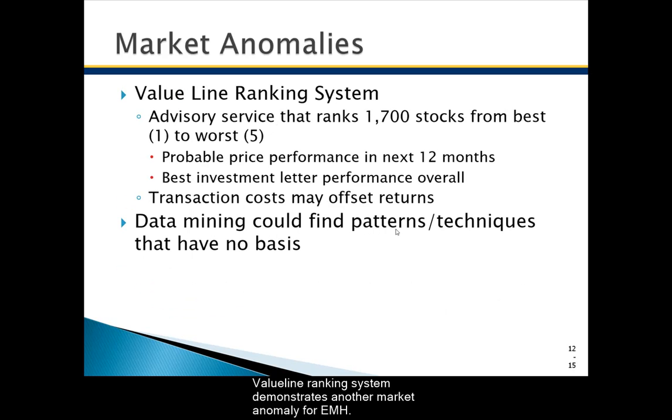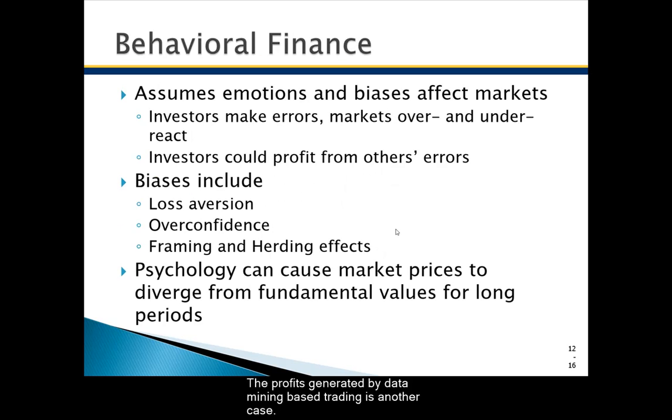The Value Line ranking system demonstrates another market anomaly for the efficient market hypothesis. The profits generated by data mining based trading are another case. One possible explanation for the market anomaly is that investors who participate in the stock markets are not rational creatures. Human beings' behavioral biases can often explain those so-called market anomalies. Often, biased investor behavior leads the stock price to deviate from its intrinsic value.